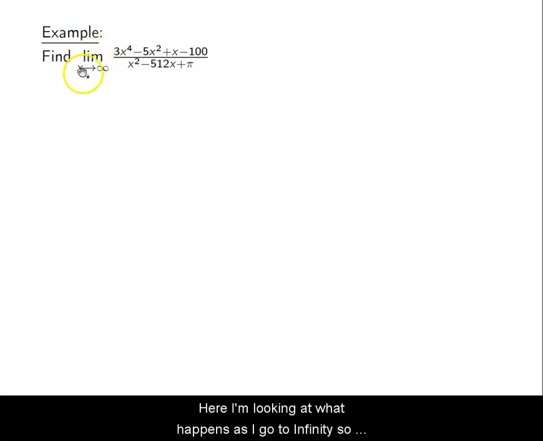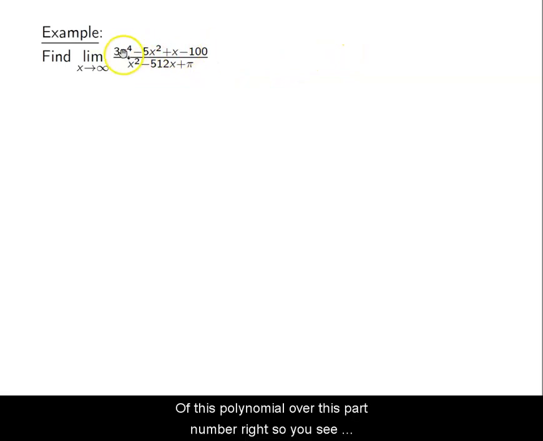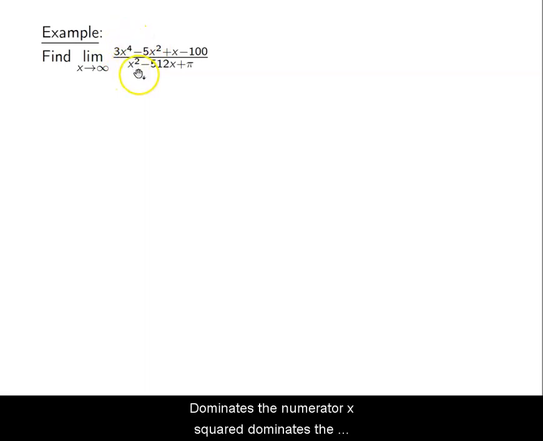Here I'm looking at what happens as I go to infinity, so the long-term behavior to the right of this polynomial over this polynomial. You see I threw a pi in here just to mix it up a little bit. Remember, pi is just a constant term. I can notice that x to the 4th dominates the numerator and x squared dominates the denominator. So I know that the long-run behavior really acts like an x squared function. I know x squared goes off to infinity.